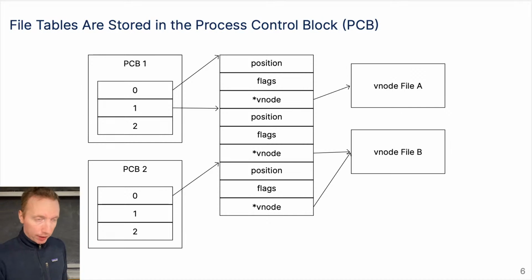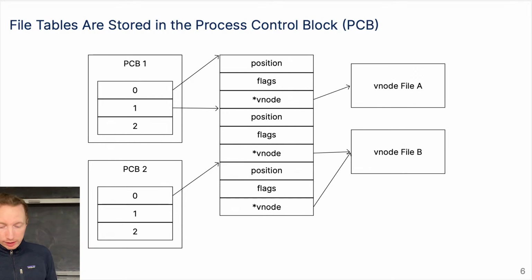So if we have 2 processes, they would have 2 process control blocks, like 1 and 2 here, and they would have entries in their offset tables.